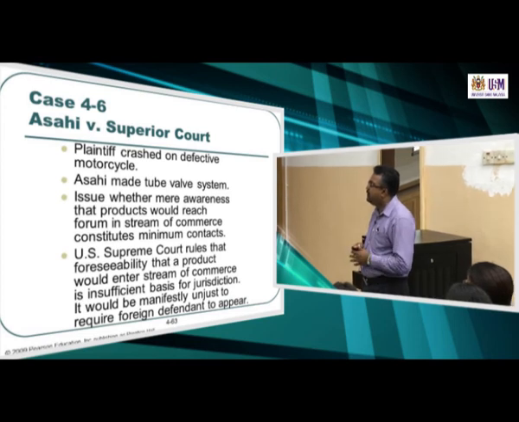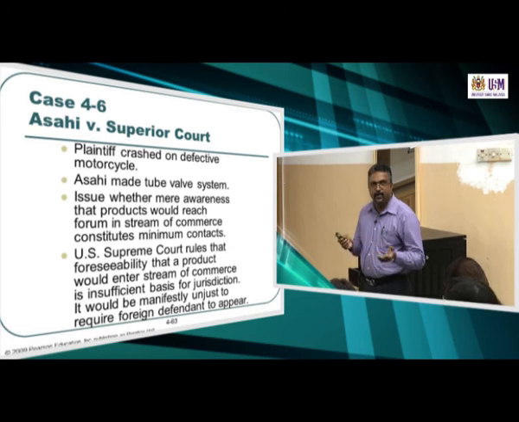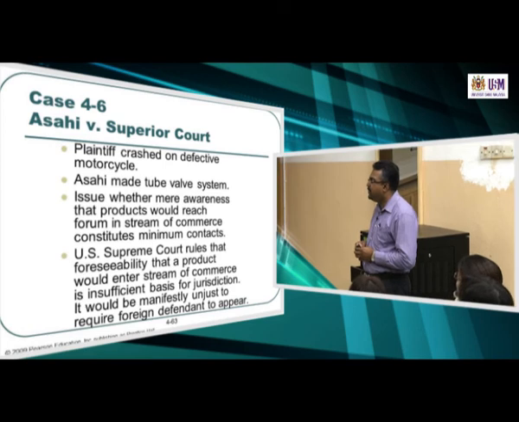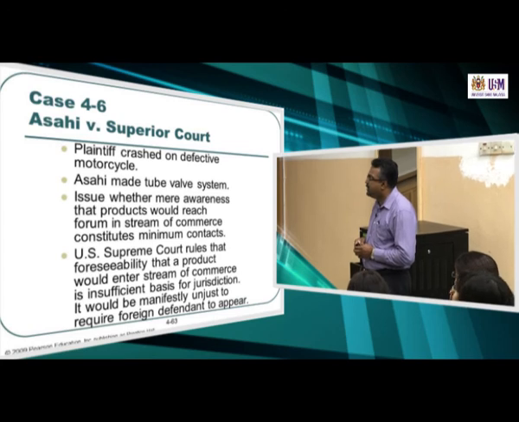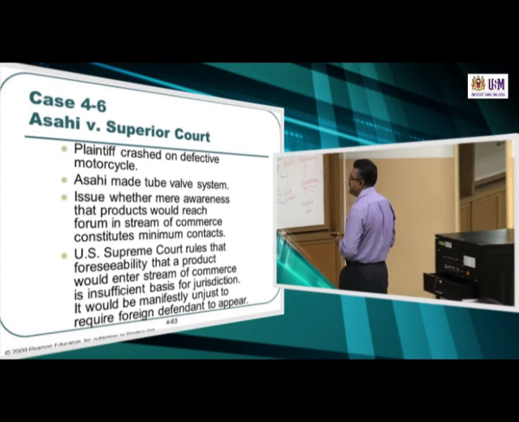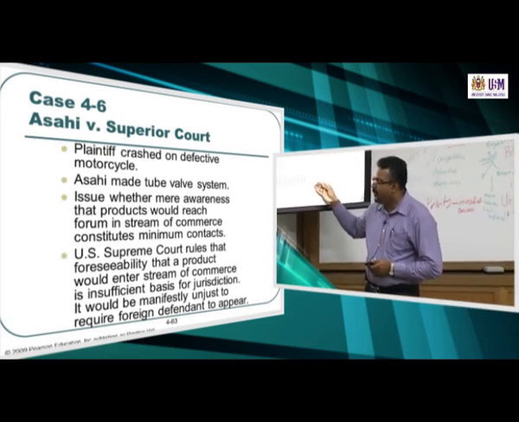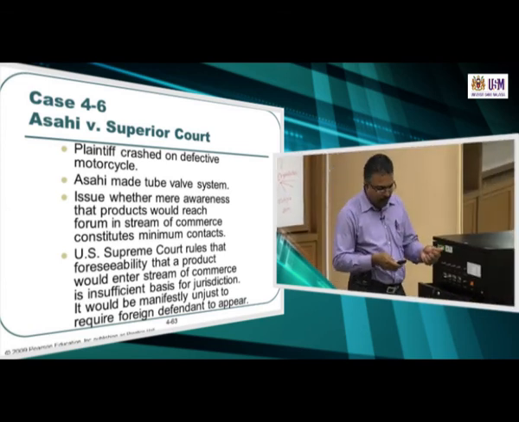Okay, Asahi versus Superior Court. Plaintiff crashed on a defective motorcycle. Someone bought a motorcycle and got in a crash. Asahi made the tube valve system used in the motorbike. The issue is whether mere awareness that the product would reach the forum in the stream of commerce constitutes minimum contacts. The U.S. Supreme Court ruled that the possibility that the product would enter the stream of commerce is an insufficient basis of jurisdiction. So it's unjust to require the foreign defendant to appear. This is also very difficult to prove.